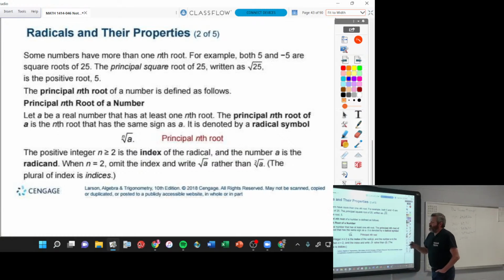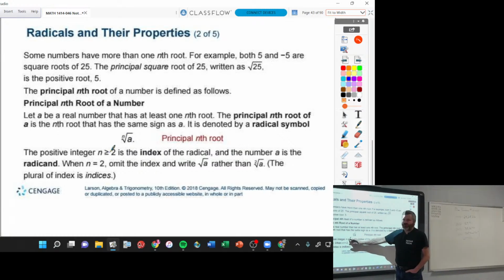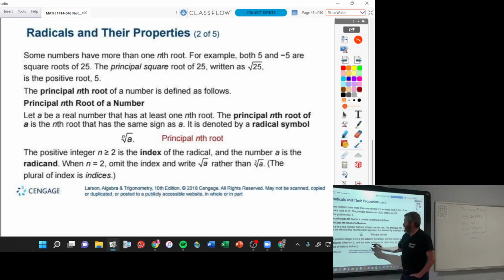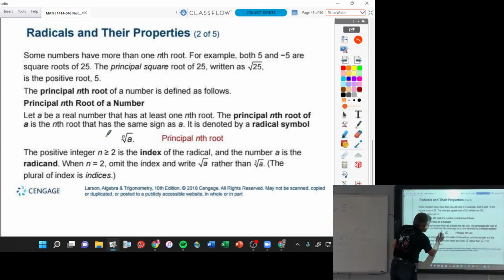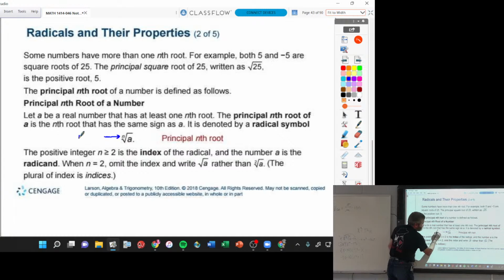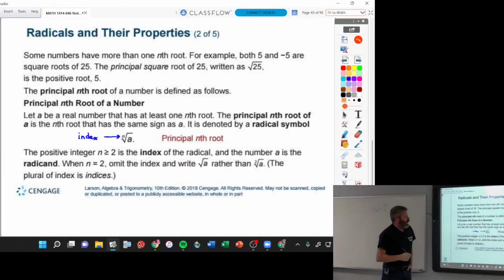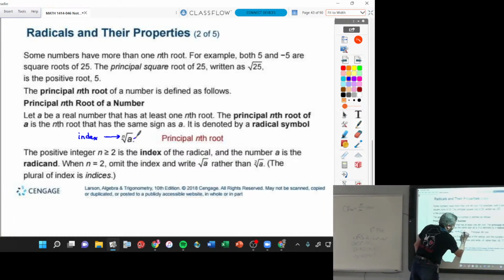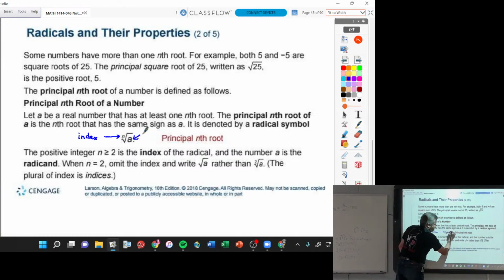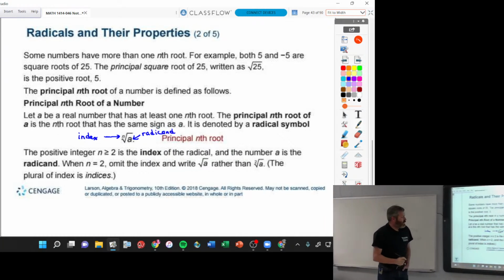The positive integer n, greater than or equal to 2, is called the index. So that right there is the index. This is the nth root of a, and the number a is the radicand. Whatever is inside the radical is called the radicand.